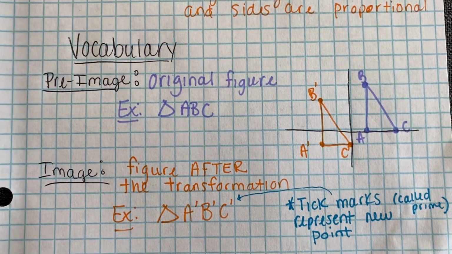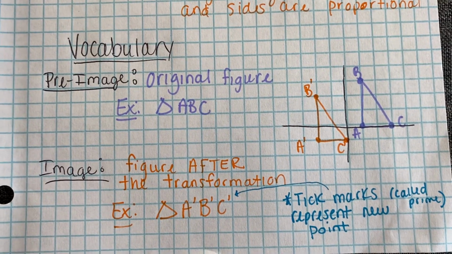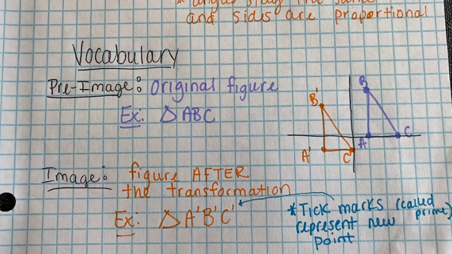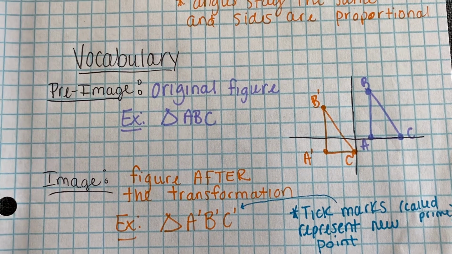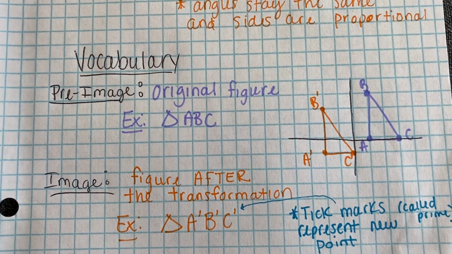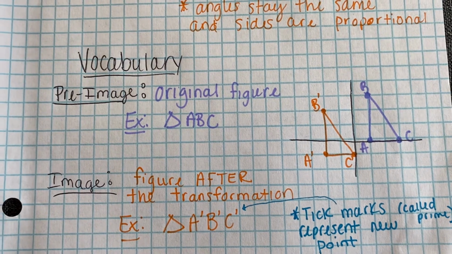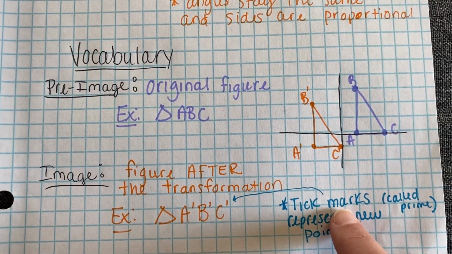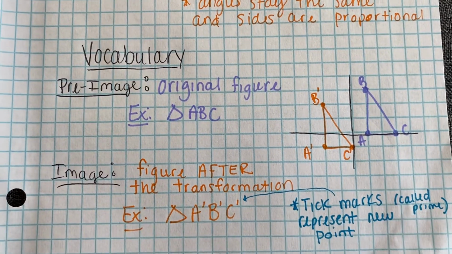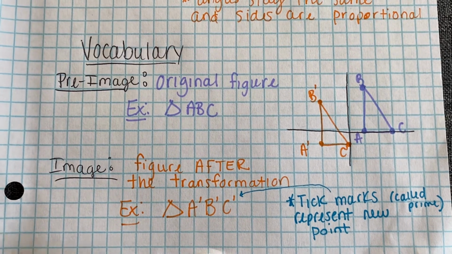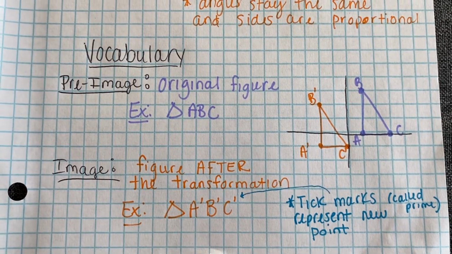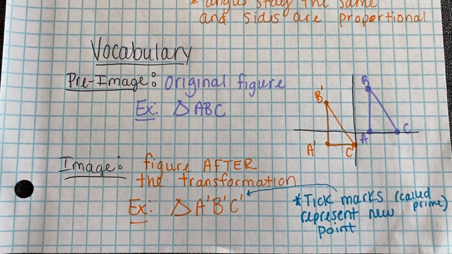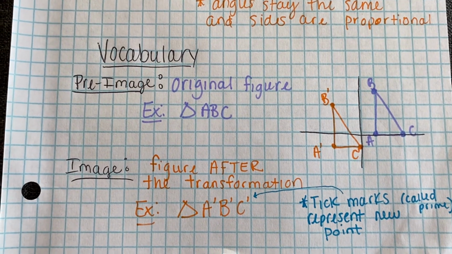A pre-image is the original figure. So in this case, I use the purple triangle ABC. And then the image, an image is just a figure after the transformation. So I use the example triangle A prime, B prime, C prime. And what you notice is I even wrote over here these tick marks. These tick marks, they're called primes, so that's how you just say it. So if you ever hear like A prime, B prime, C prime, that's what this would look like. And that's the new points. So those are some vocab words you're going to want to know to be able to complete some things in geometry.